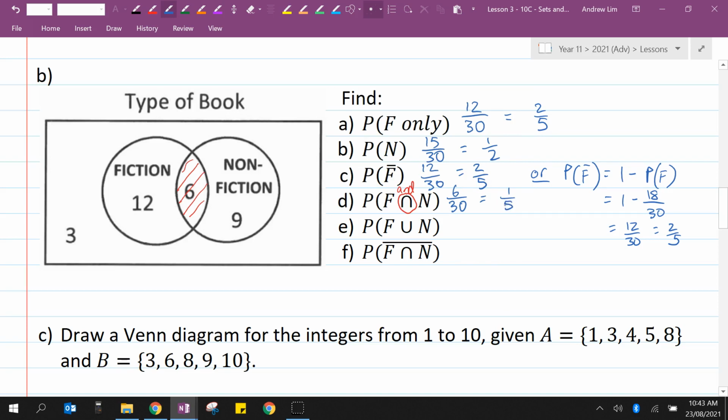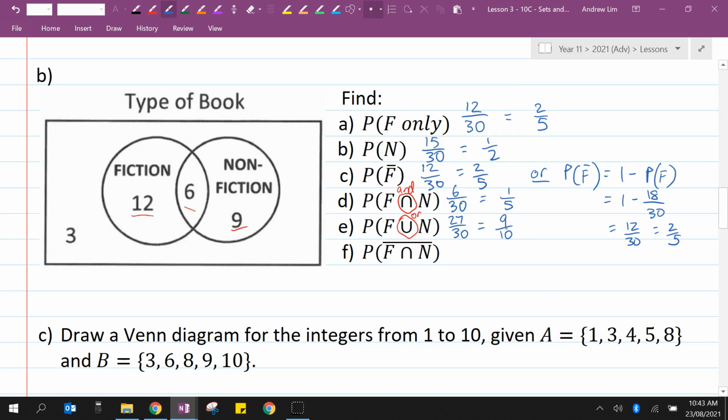Okay, pause the video, have a go with question E and F. Okay, let's have a look at your answers. So for question E, we've got the probability that someone selected at random likes fiction or non-fiction. Okay, so remember that union means or, which is everything inside the circles. So we add these 3 numbers together. We've got 15 plus 12, which is 27. So that's 27 out of 30 like fiction or non-fiction. We can divide that by 3, so that's 9 over 10.